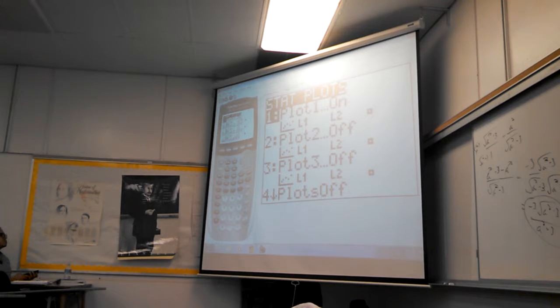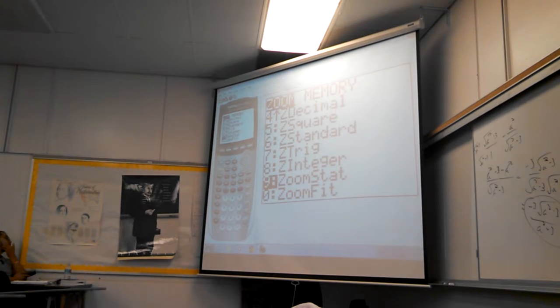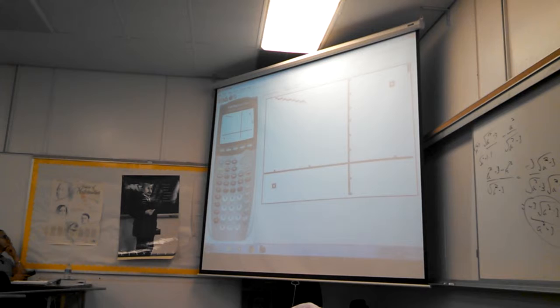So plot 1 on? Yep. And it should be the scatter plot option there, right? Once you got this set up, you hit zoom 9, zoom stat, because then it'll find your data. Now me, I only have 2 points in there. That's not a huge part of this class though, so I'm not going to worry too much about it. But I wanted you to be aware of what your calculator can do. You guys get it? So it should look like that almost.